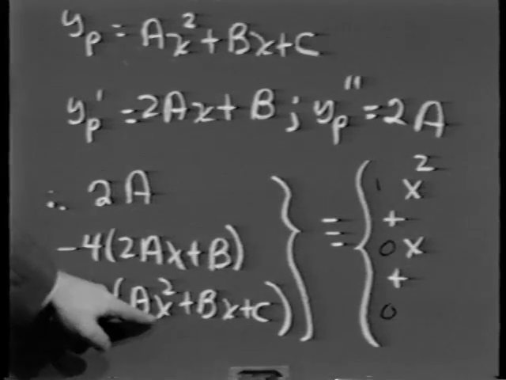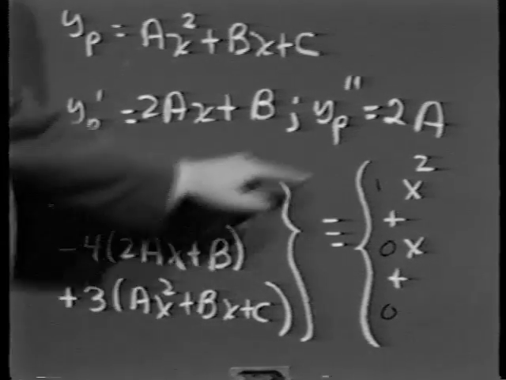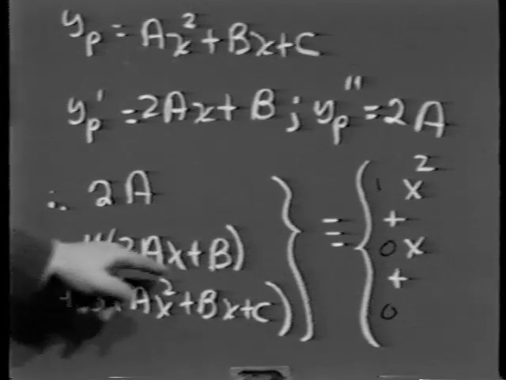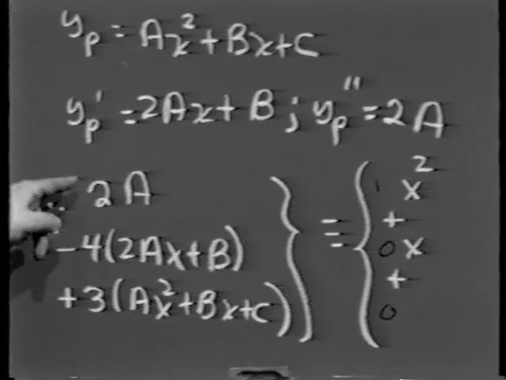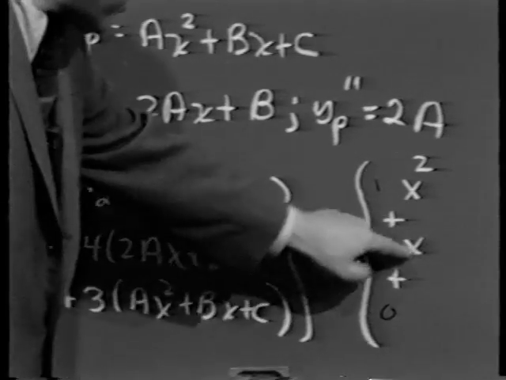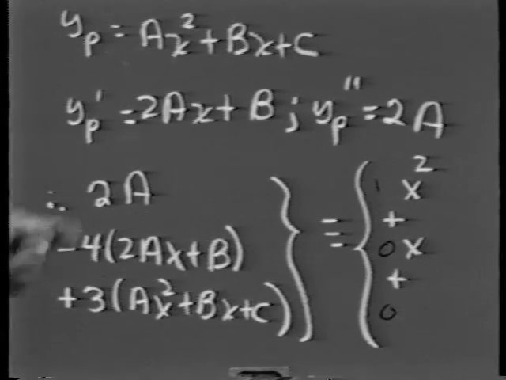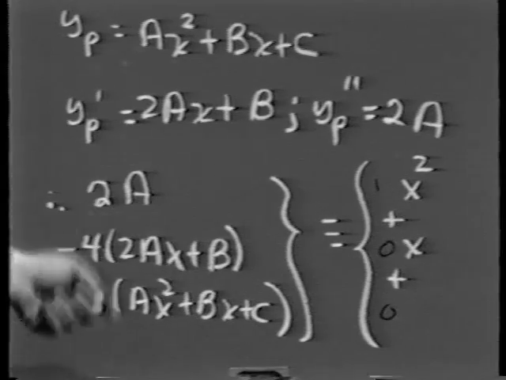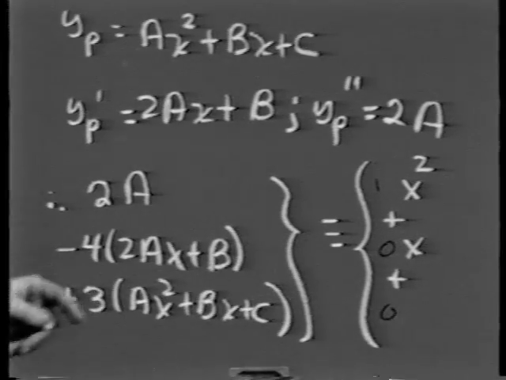Consequently, the coefficient of x squared on the left-hand side of the equation has to be 1. The coefficient of x on the left-hand side of the equation has to be 0 because that term is missing on the right-hand side, which is the same as saying it's multiplied by 0. And the constant term must also be 0.